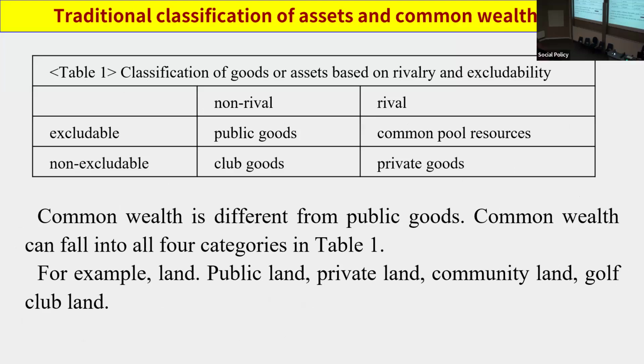Commonwealth is different from public goods. Traditionally, in economics, wealth or goods are categorized like this table, whether it is excludable or non-excludable, whether it is rival or non-rival. According to this table, wealth can be one of the four categories, but Commonwealth can belong to any category. So it is different from public goods. For example, public land is a public good, private land is a private good, community land is maybe a common pool resource, and golf club land belongs to club goods.